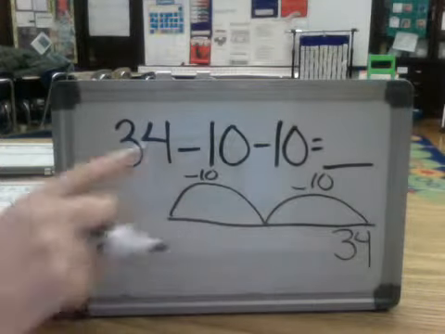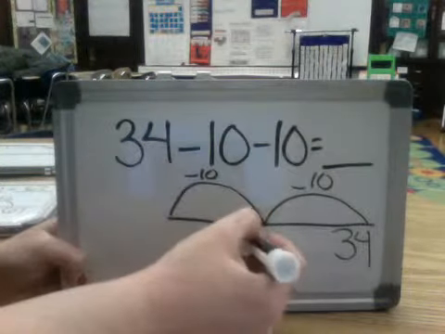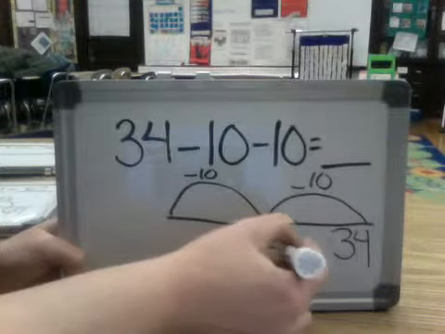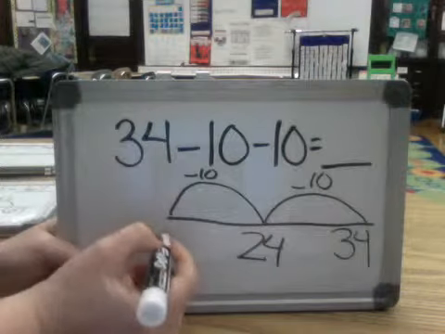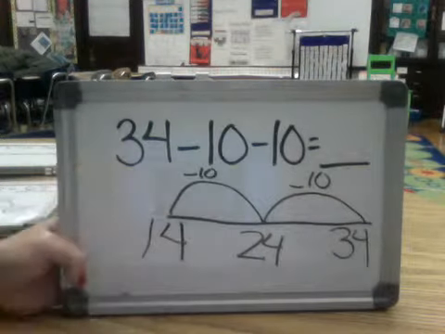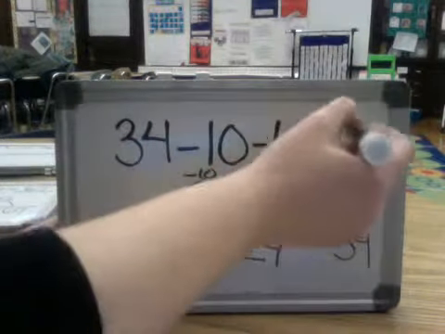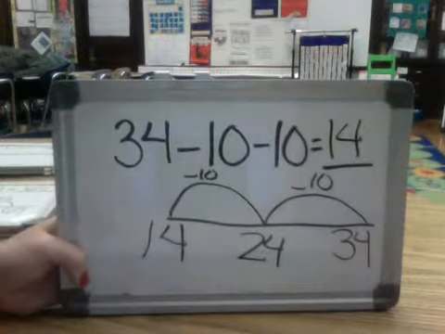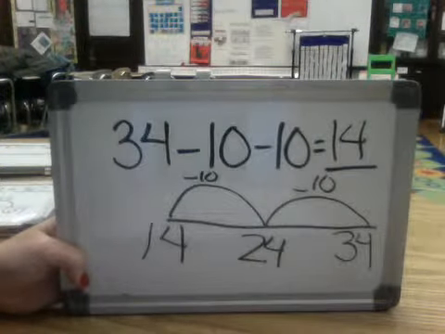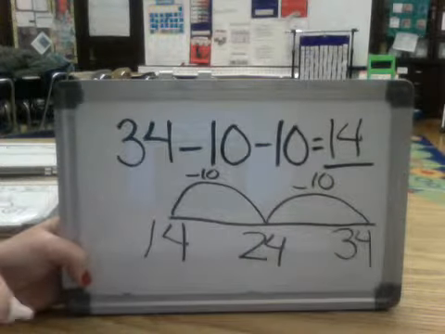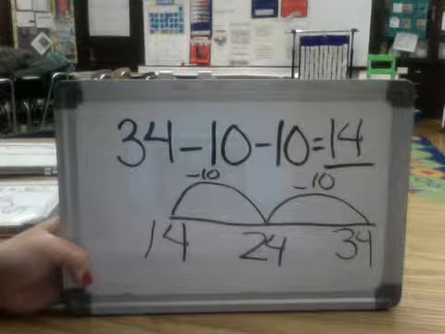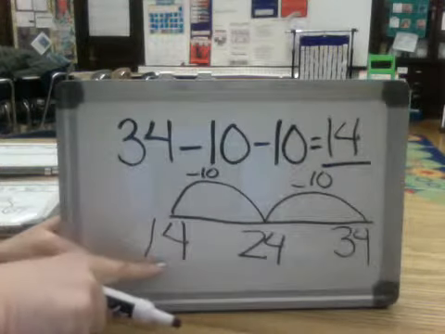34 minus 10 is 24. 24 minus 10 equals 14. So I have used a strategy that I can use some mental math with, but I can also show my work so that my teacher or someone else would be able to see what was my thinking and to come up with my final answer.